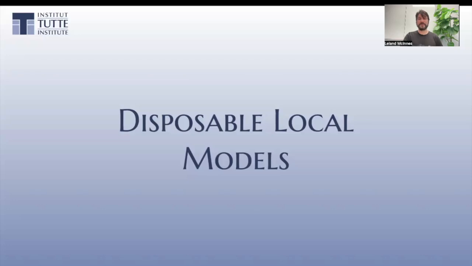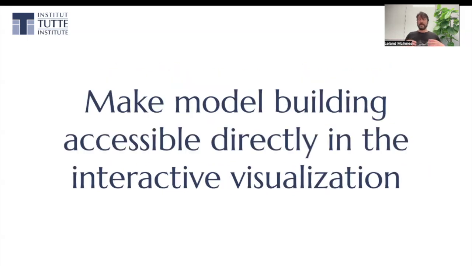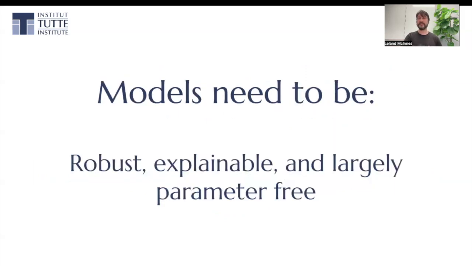The last step in all of this is disposable local models. What do I mean by that? Well, explorable maps help us ask questions and generate hypotheses. But how do you answer questions and test hypotheses? And the best way to do that is make model building accessible directly in the interactive visualization. I want to be able to select some data points and say, what's going on here? Build me a model to test the hypothesis that this is a relevant piece of data in one way or another, and have it apply that model across the data and give me some results quickly and easily. So that means the models need to be robust, explainable, and largely parameter-free.